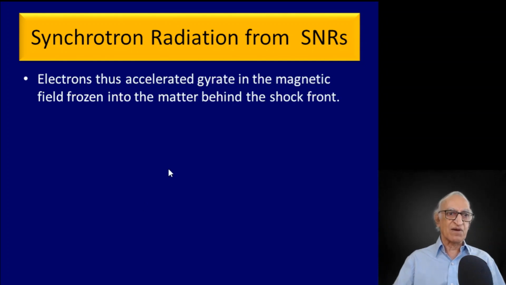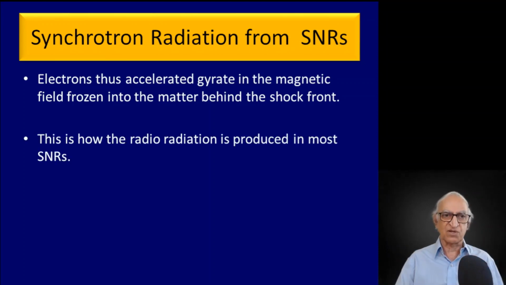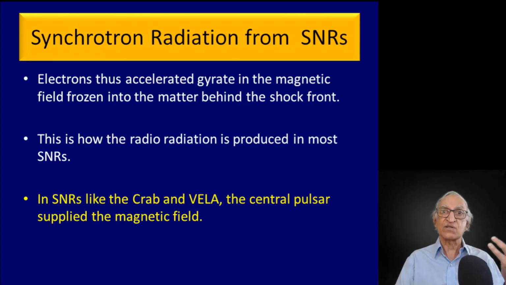Now, if you remember, these electrons, when they gyrate in a magnetic field, which has been amplified behind the shock due to turbulent motion, will produce synchrotron radiation, whose characteristic frequency will be decided by the energy of the electron and the strength of the magnetic field. And that's what produces the synchrotron radiation from supernova remnants, such as the Crab supernova remnant or the Vela supernova remnant.